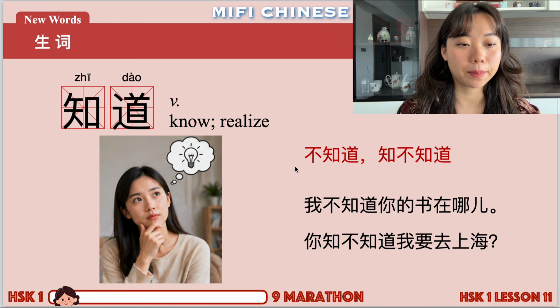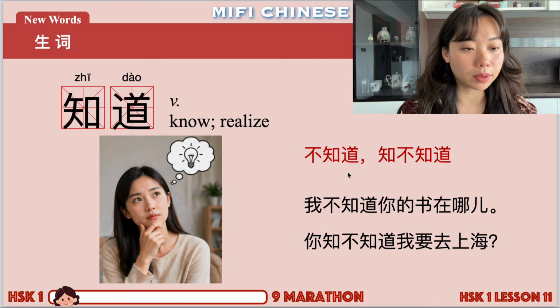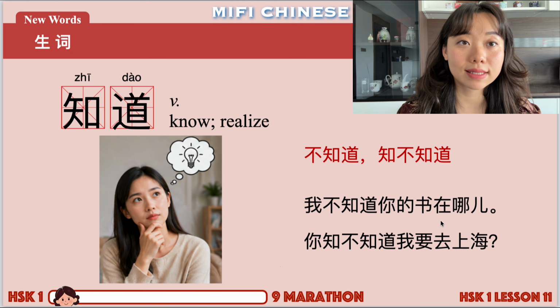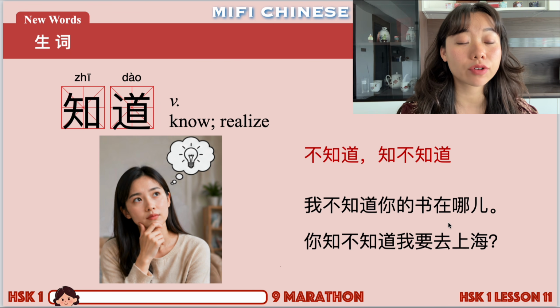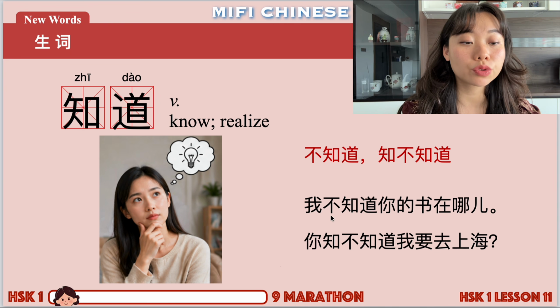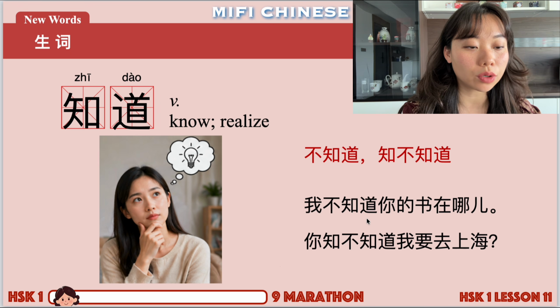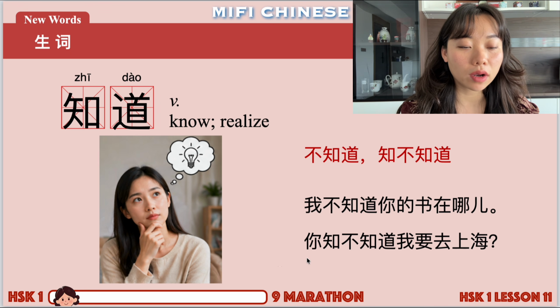不知道, right? 不, we add this in front of a verb to mean negativity. For example, 我不知道你的书在哪儿. What does 在哪儿 mean? Yes, where is something, right? Asking for the location. So, I don't know where your book is. I don't know, right?